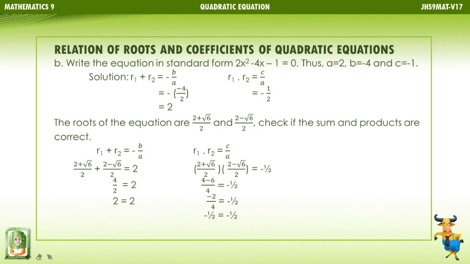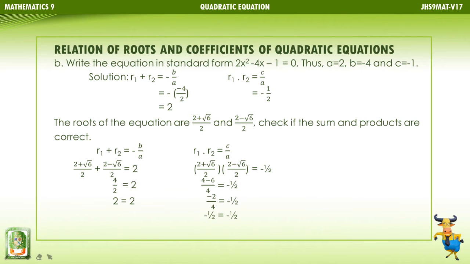B. Write the equation in standard form: 2x squared minus 4x minus 1 equals 0. Thus, a equals 2, b equals -4 and c equals -1. Solution. R1 plus R2 equals -b over a, equals negative times -4 over 2, equals 2. R1 times R2 equals c over a, equals -1/2. The roots of the equation are 2 plus square root of 6 over 2 and 2 minus square root of 6 over 2.